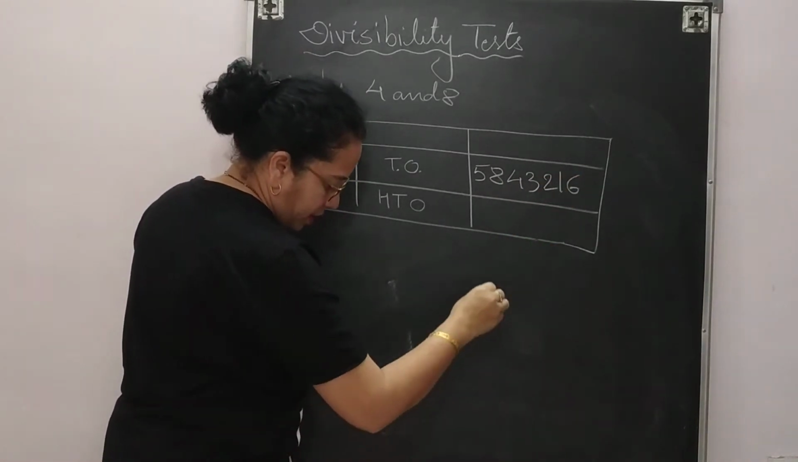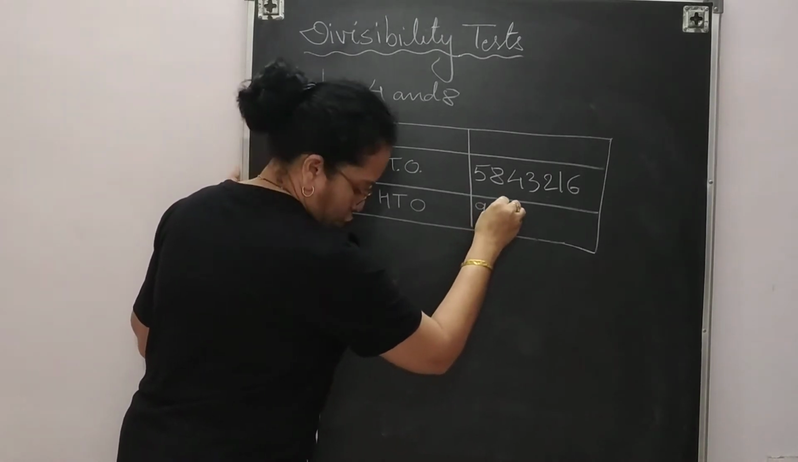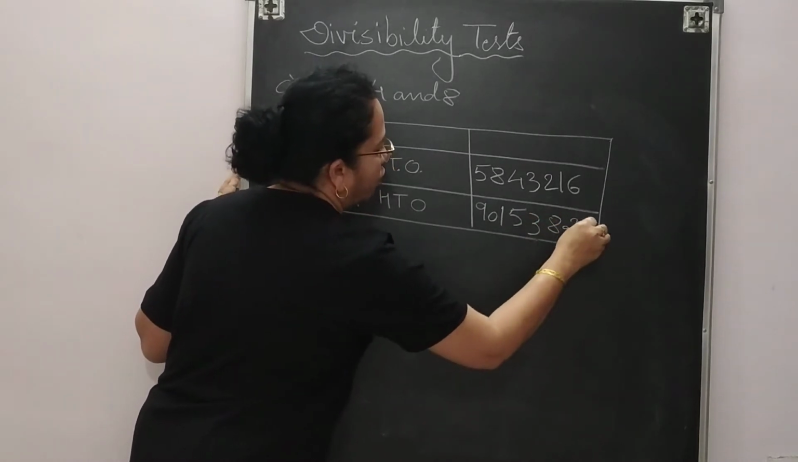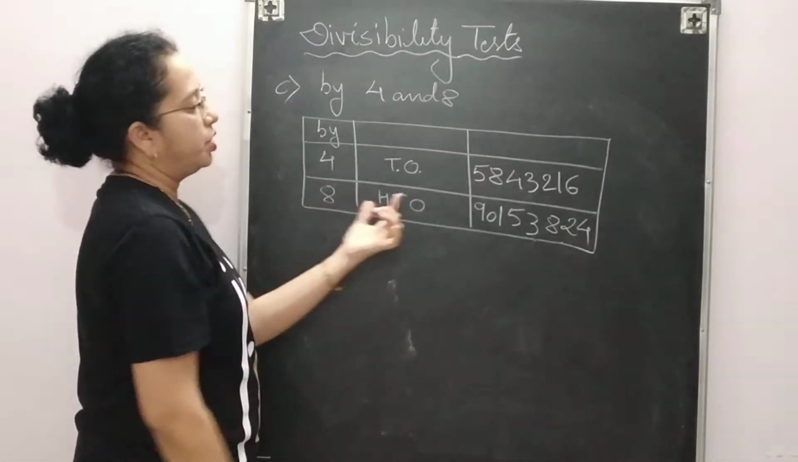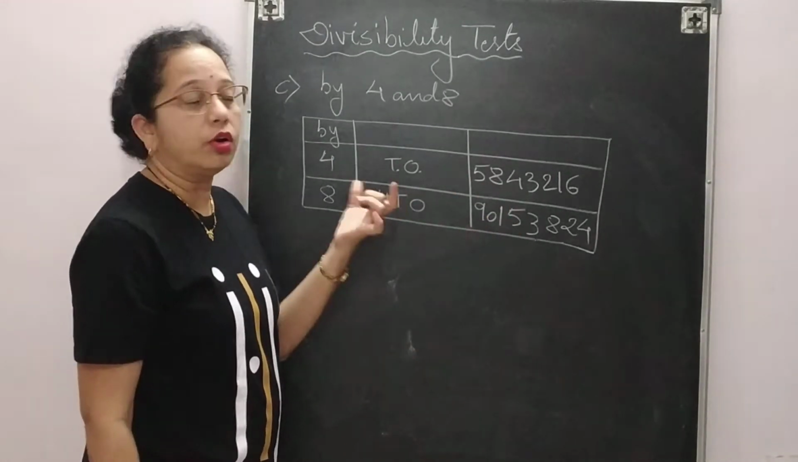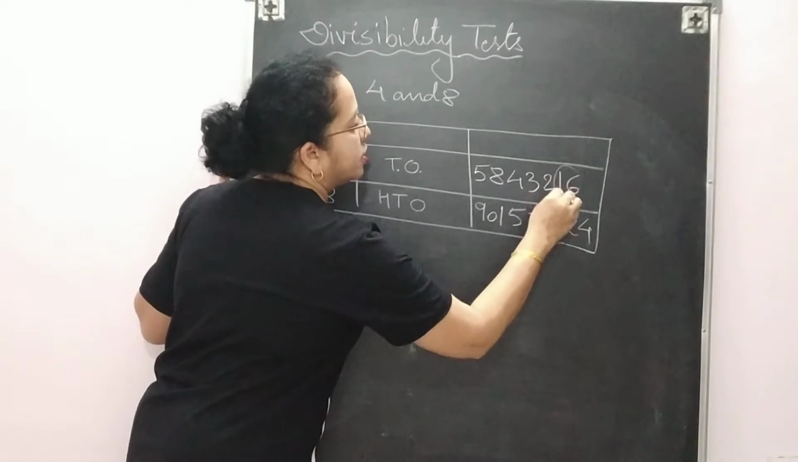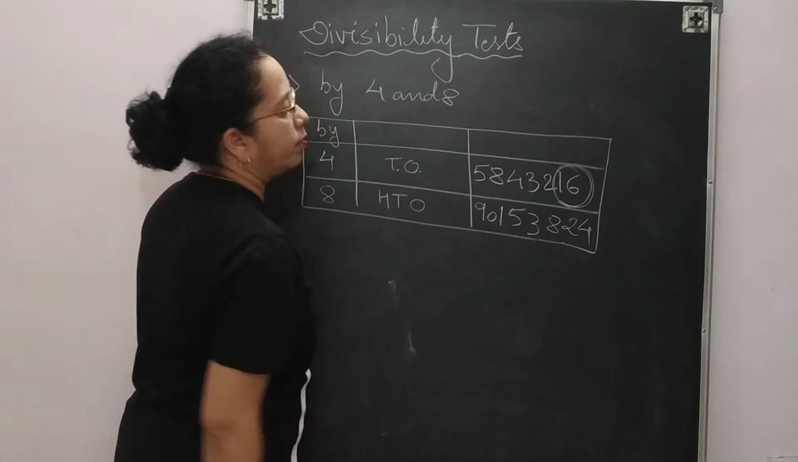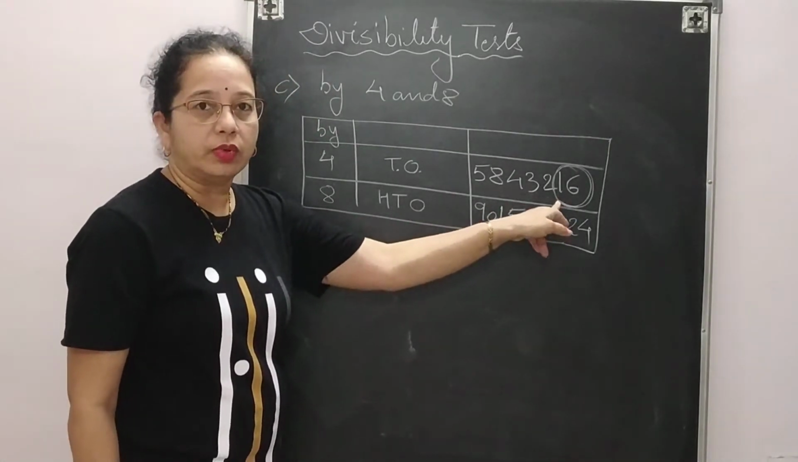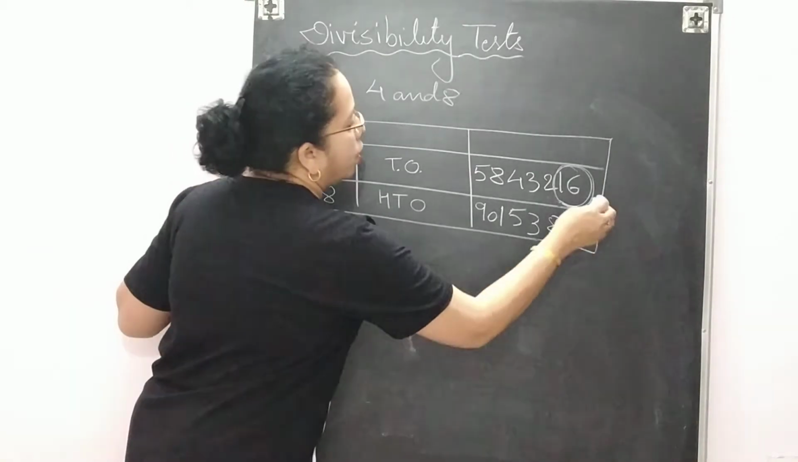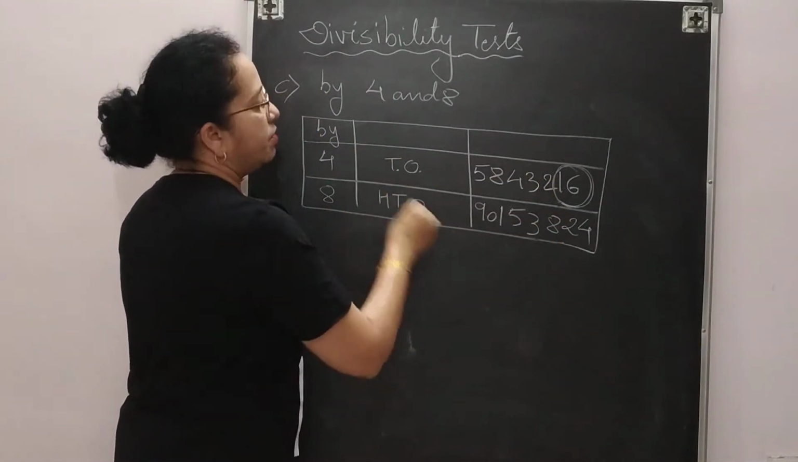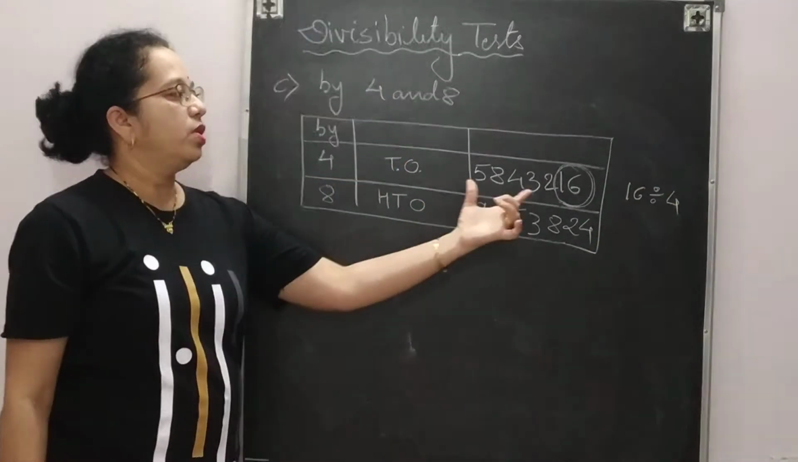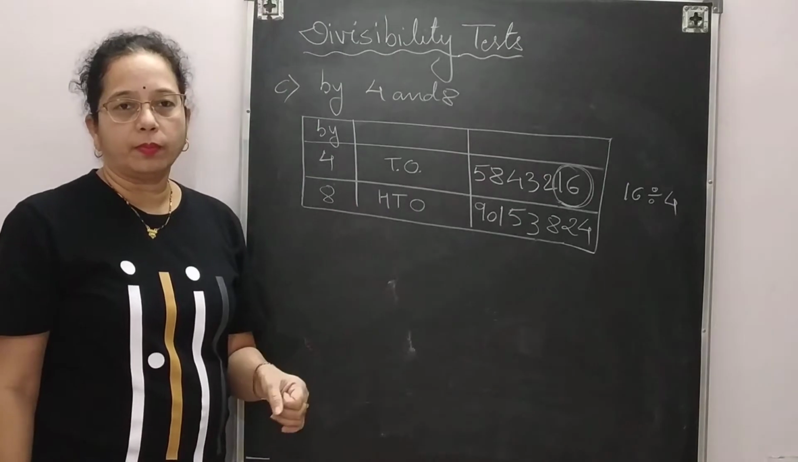Let me write another example for 8. 9, 0, 1, 5, 3, 8, 2, 4. So the question is, is the number divisible by 4? For 4 we will check only the ones and tens place digits, this circled one. No need to look at the other digits. Is it divisible by 4? Yes, 16 is divisible by 4. So we can say that the given number is divisible by 4. This 16 is divisible by 4, therefore the given whole number is divisible by 4.